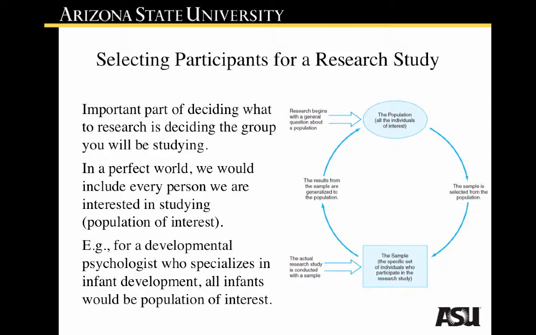And hopefully your subset is representative enough, that is, similar enough to the rest of the population, that you can make some generalizable kinds of claims about them. So here's the way it looks in a sort of graphic form. Research begins with a general question about the population, say infants. The population is this group right here, and then we sample from that population, and then the sample, the specific people that we end up testing, are here. The actual research study is conducted with that sample, again a subset of the total population, and then the results from the sample are generalized to the entire population.